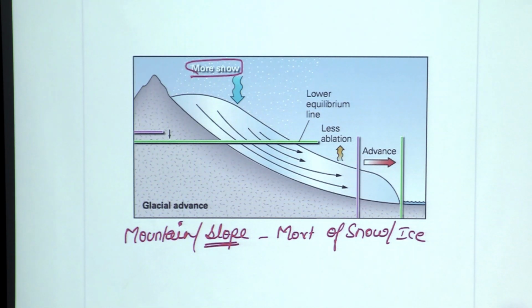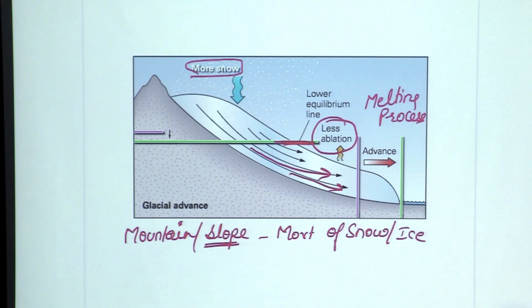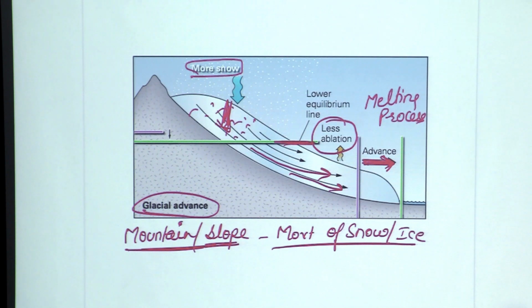More snow, equilibrium line, less ablation. I have used this term earlier. Ablation is melting process of ice. So in a nutshell, in this particular area, I can see the arrows being marked up in the diagram. In this particular area, we are having more supply than melting. So automatically mass of snow and ice is getting accumulated, which tends to develop gravity process related advance. This facilitates moving mass of snow and ice, and that is called glacier.